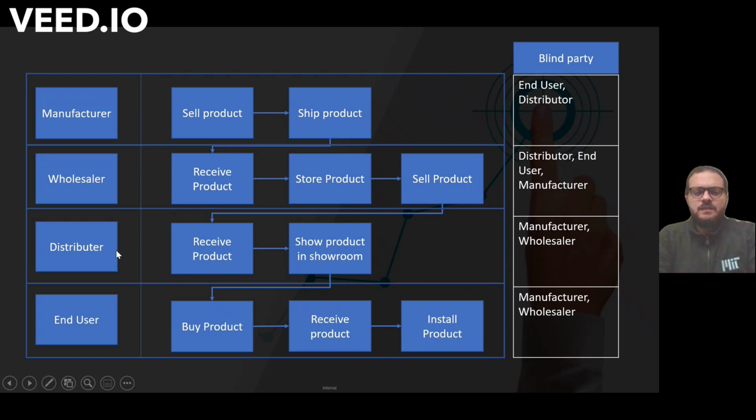And from there, the end user will buy the product from the distributor, receive the product and install it. And for this, the manufacturer and wholesaler have no view about what's happening on the end user side.